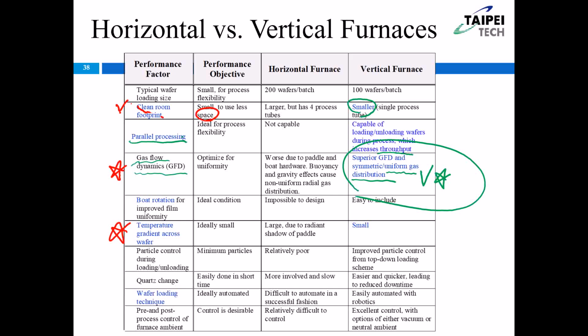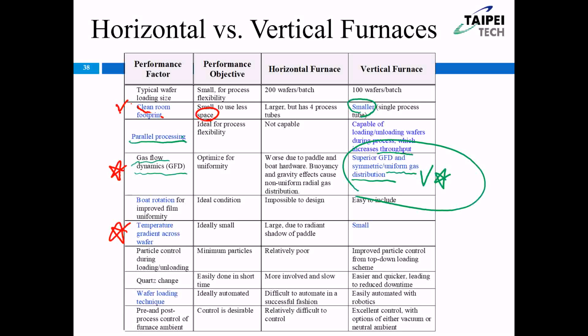温度差比较小，代表温度的均匀性也比较好。Okay, so the temperature gradient across the wafer is smaller for the vertical furnace. It means the temperature uniformity is also better for the vertical furnace. So not only is the gas distribution uniform, but also the temperature is uniform across the wafer for the vertical furnace. So it means we have better capability with the vertical furnace.